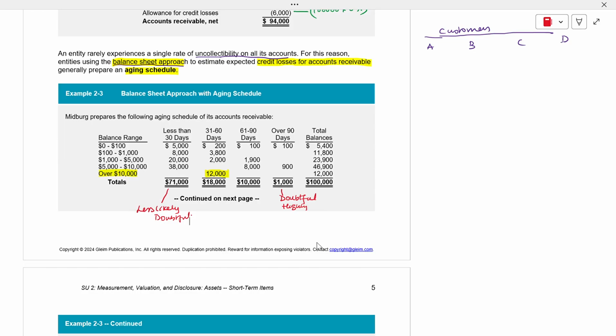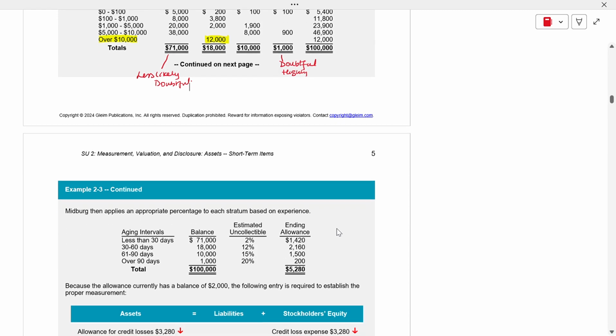Don't expect that they will ask you any calculation. They will not ask you. They will give you close options. And what is the purpose of preparing the aging schedule? The purpose is to identify which receivables are highly doubtful and which are less doubtful. We have to focus on the highly doubtful.